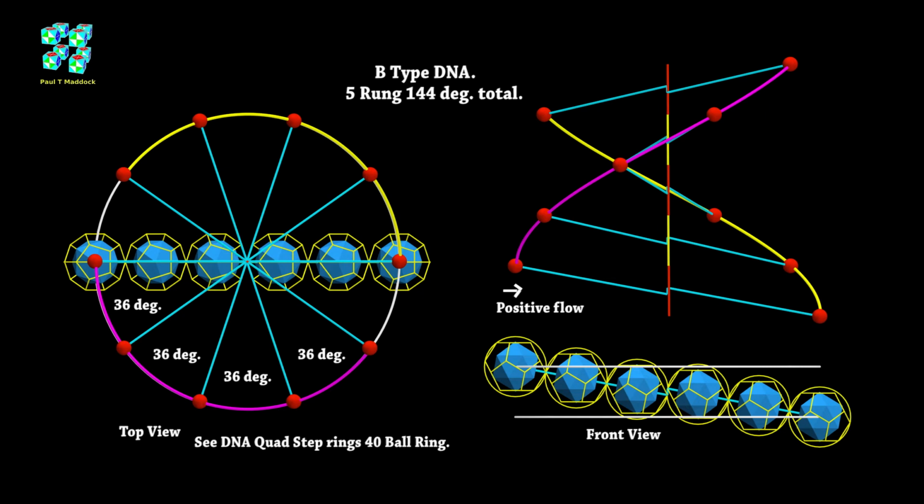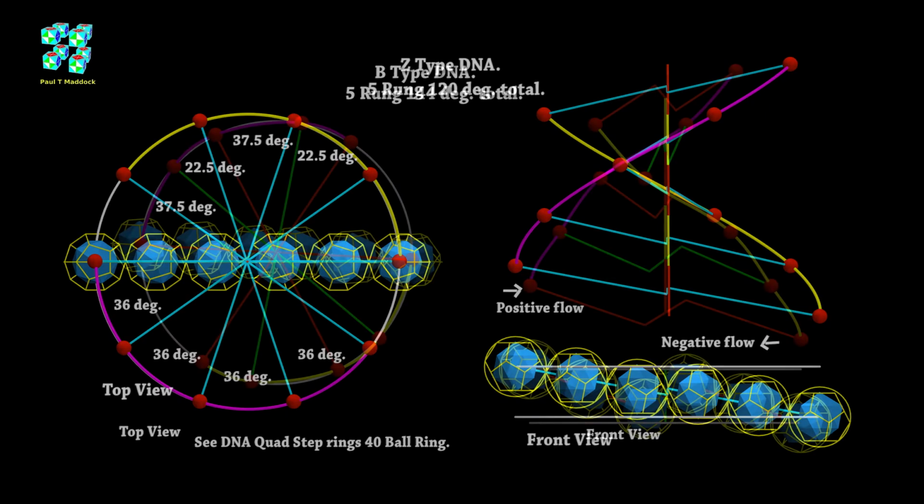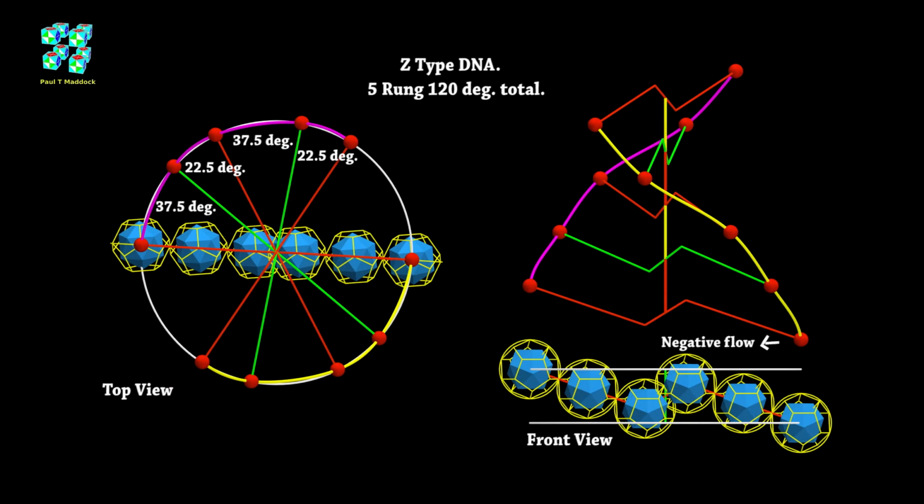Okay, now I can show you the Z-type DNA. Now you can see that the Z-type is a little bit different to the other two. If you look at the yellow helix, it's in front of the purple helix. So it's going around in a negative flow this time. Now look at the rotation of the rung angle. We have a 37.5 and a 22.5, which makes 60. And we get 2 of them. So that's 120 degrees for 5 rungs.